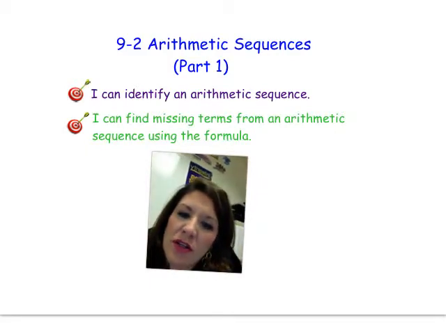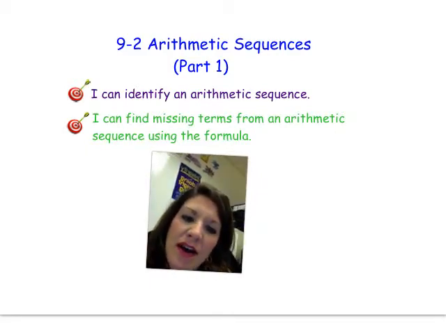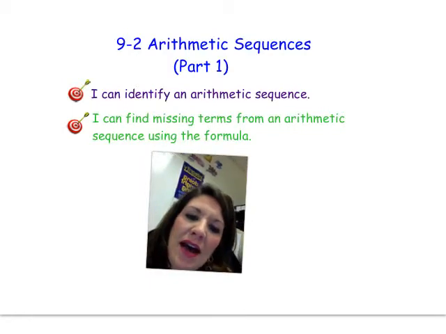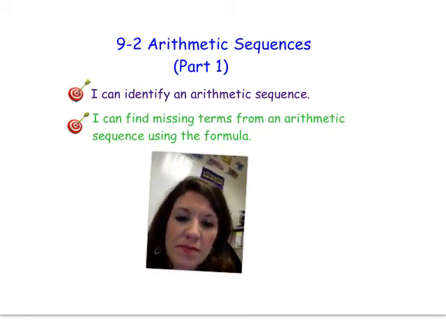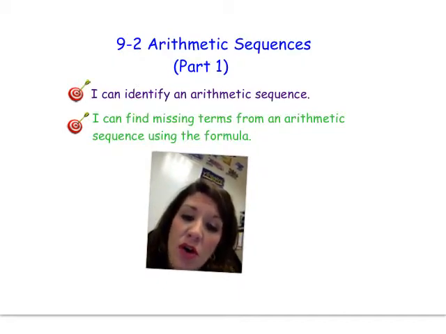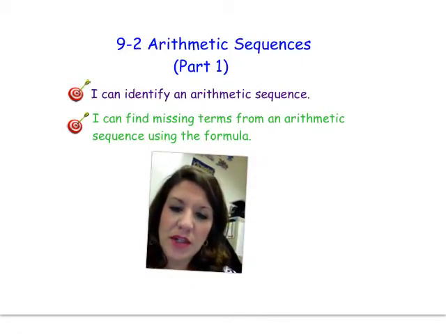We've got learning targets. I can identify an arithmetic sequence, and I can find missing terms from an arithmetic sequence using the formula. So we first are going to have to talk about what arithmetic sequences are, and then we're going to learn how to do all kinds of fun things with them. So stay tuned, here we go.